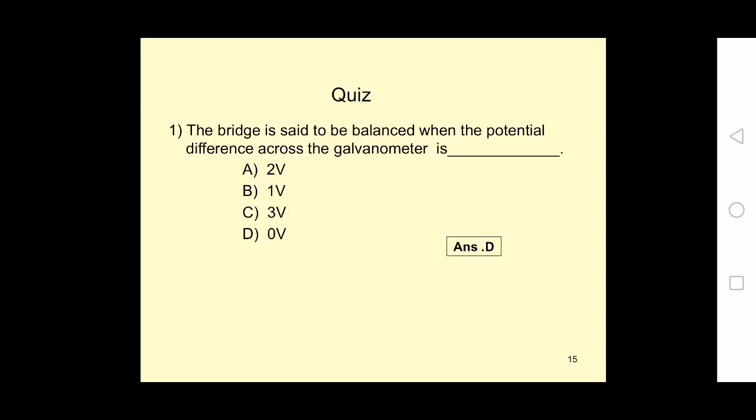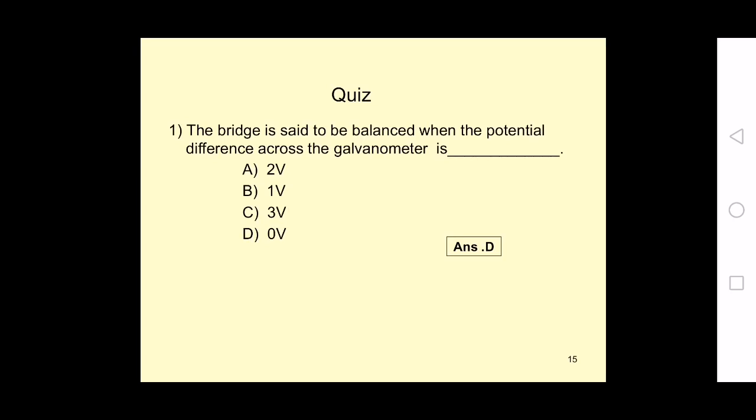Now we can say that the bridge is said to be balanced when the potential difference across the galvanometer is 2 volts, 1 volt, 3 volts or 0 volts. When the bridge is balanced, the potential difference across the galvanometer is 0 volts. Then only the bridge is balanced.